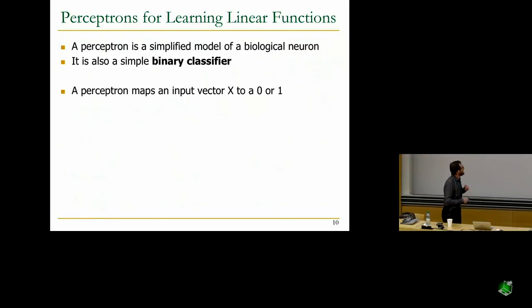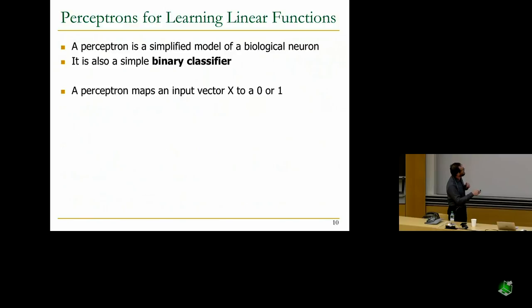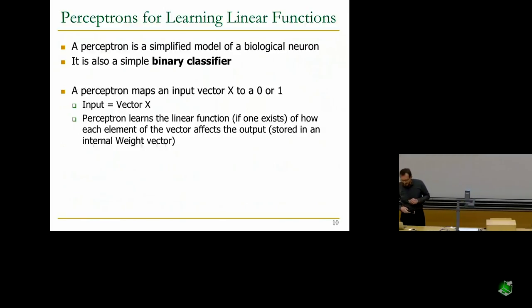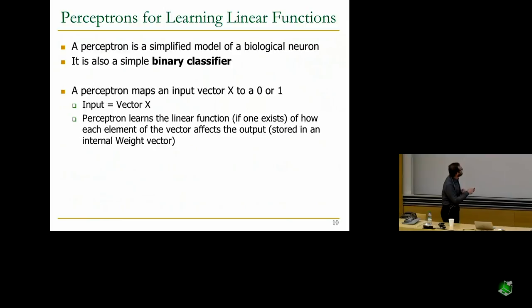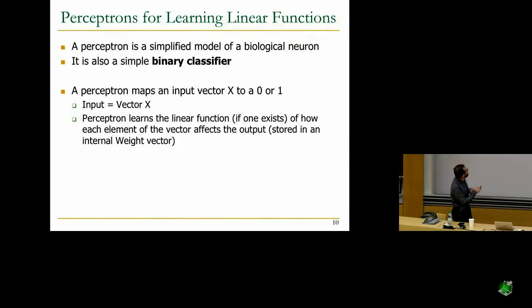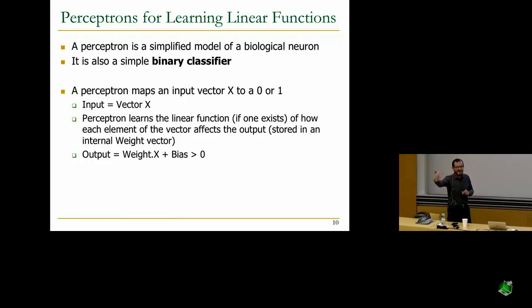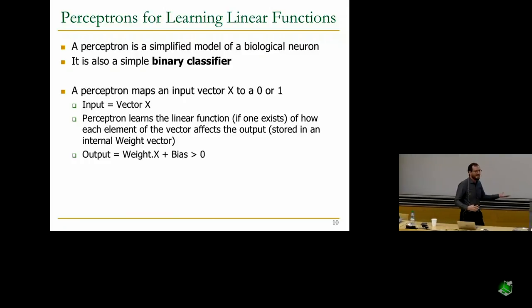Okay. So basically what it does is it maps an input vector x to a 0 or 1. Input is a vector x. This is a vector of, I don't know, could be many things. I'll give you an example over here. But perceptron learns a linear function, if one exists, of how each element of the vector affects the output. And this is stored in an internal weight vector. So it basically learns the weights. And the output is the weight vector multiplied by dot product with this input vector x, plus some bias. If that's greater than 0, then it classifies it as, I don't know, a dog. Otherwise, it classifies it as a cat.